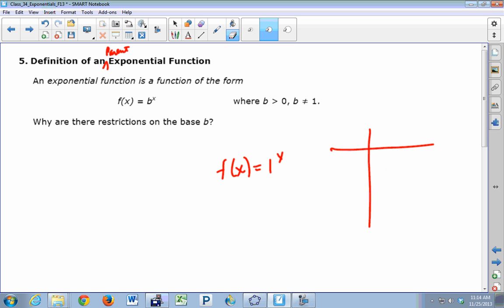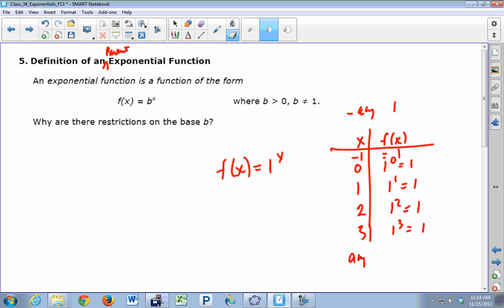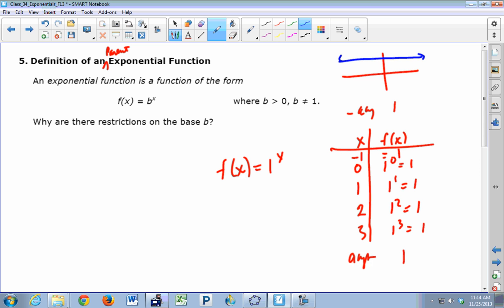Let's do a little table. X, and here's f of x. Well, when x is 0, 1 to the 0 is 1. When x is 1, 1 to the 1 is 1. When x is 2, 1 squared is 1. When x is 3, 1 cubed is 1. When x is negative 1, we get 1. When x is negative anything, we get 1. When x is positive anything, we get 1. Very boring function. It's just your constant function, y equals 1. So that certainly doesn't have exponential behavior that we just looked at. Okay, so that's why b cannot be equal to 1.